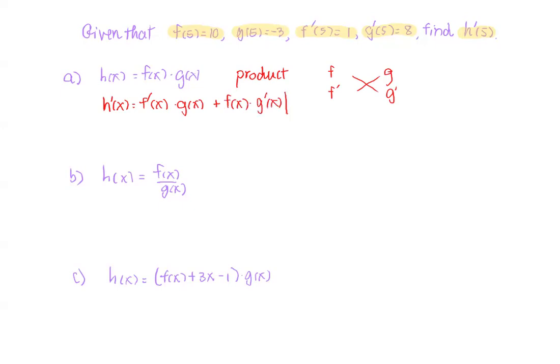Since we are going to find it at x equals 5, that means h prime at 5 equals f prime at 5 multiplied by g at 5 plus f at 5 times g prime at 5. Now we're going to look at the value for each quantity.